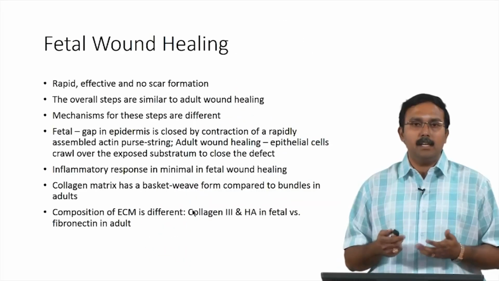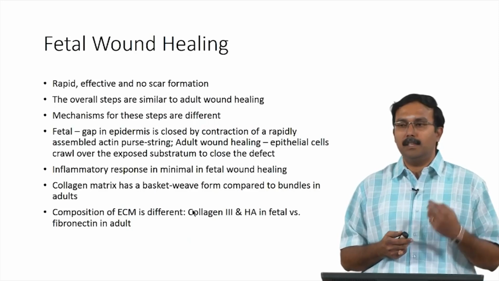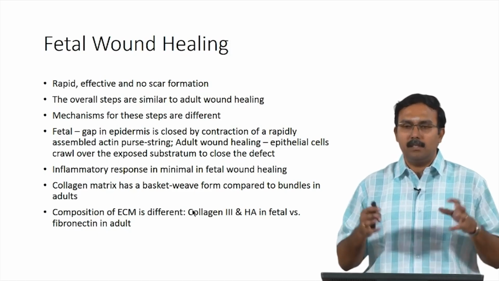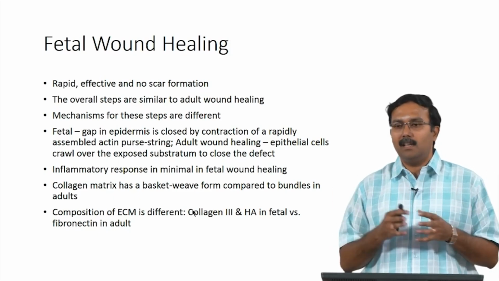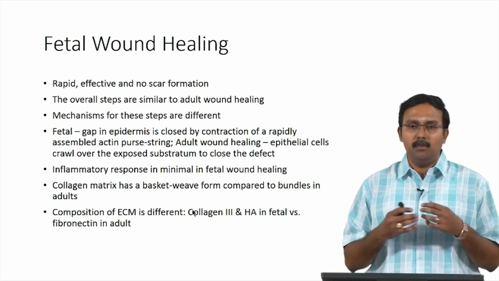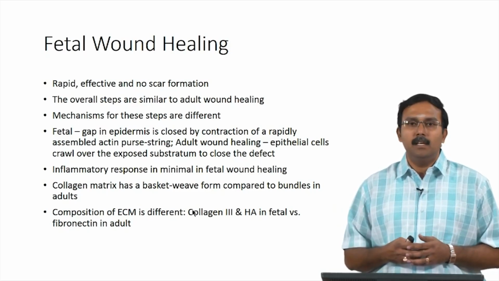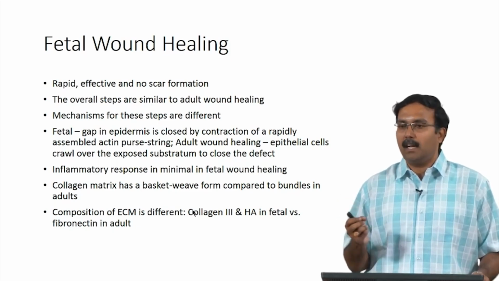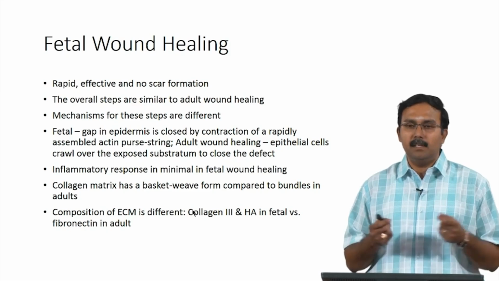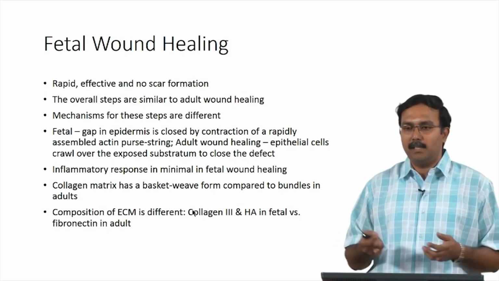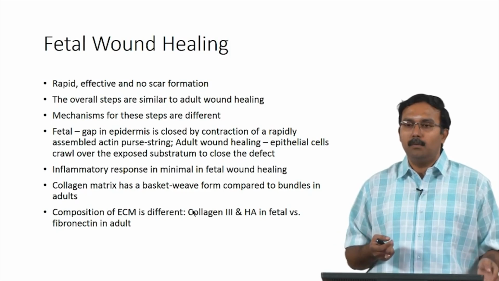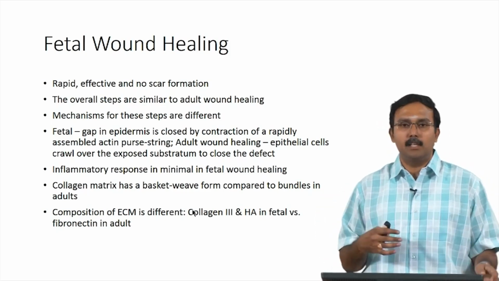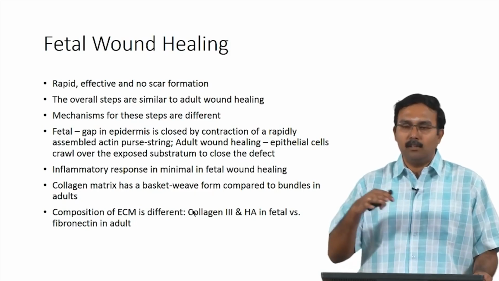Okay. In case of fetal wound healing, the process is much faster and quite effective, and there is no scar formation. The overall 4 steps involved are similar to those of adult wound healing. However, the individual mechanisms are different. In the fetus, the gap in the epidermis is closed by contraction of a rapidly assembled actin purse string. So, basically it is like a zipping up of the wound, whereas in adult wound healing, the epithelial cells crawl over the exposed substratum and then close the defect.